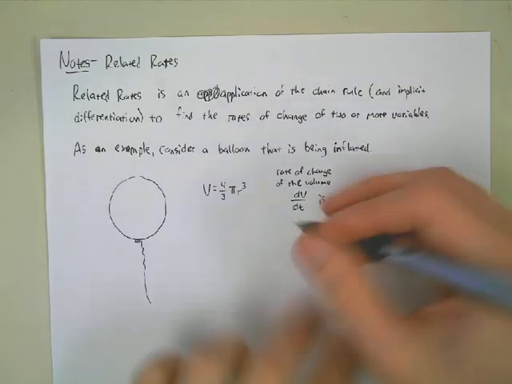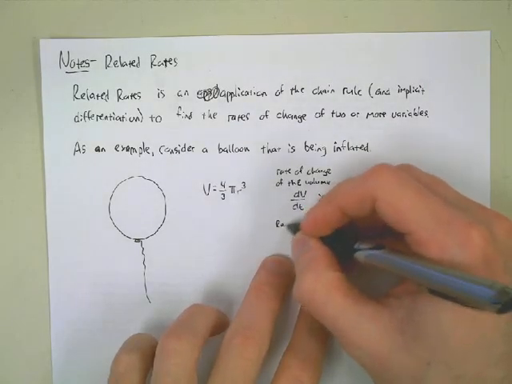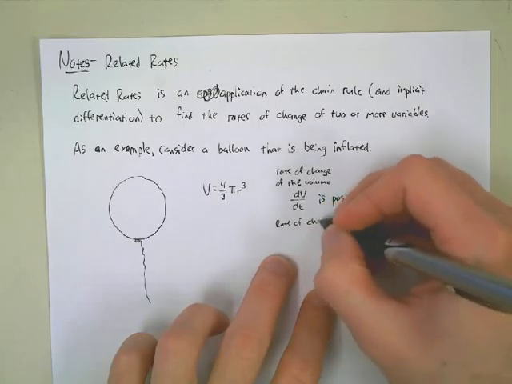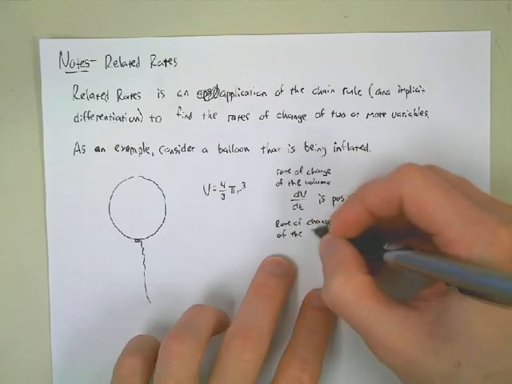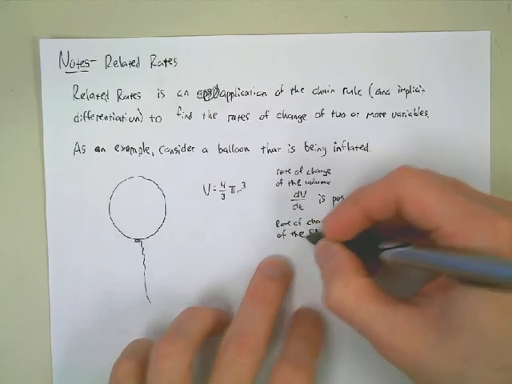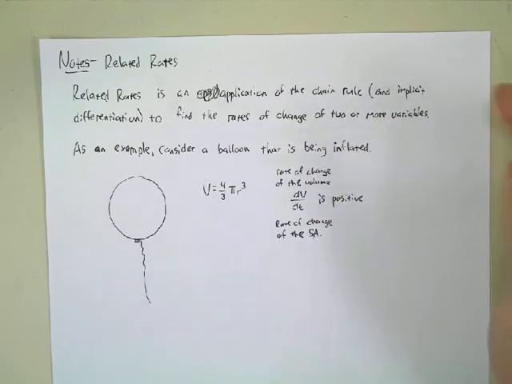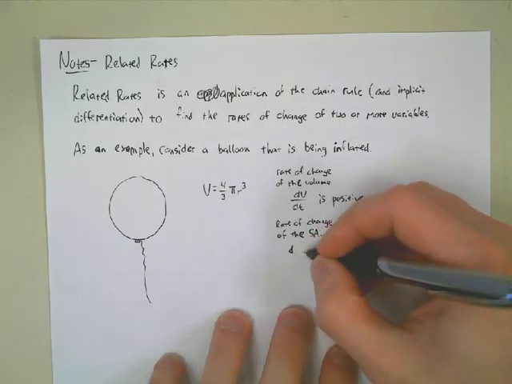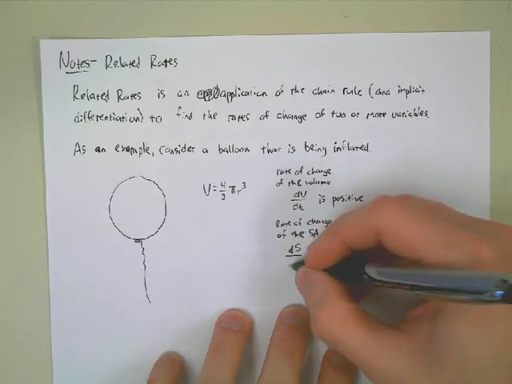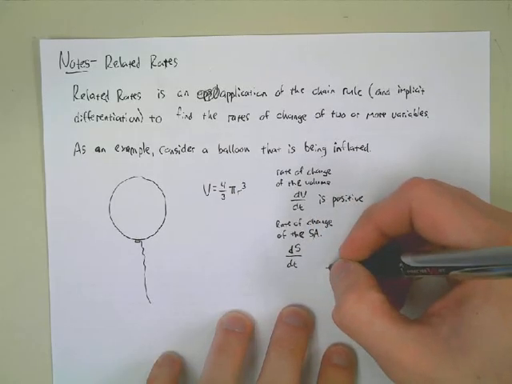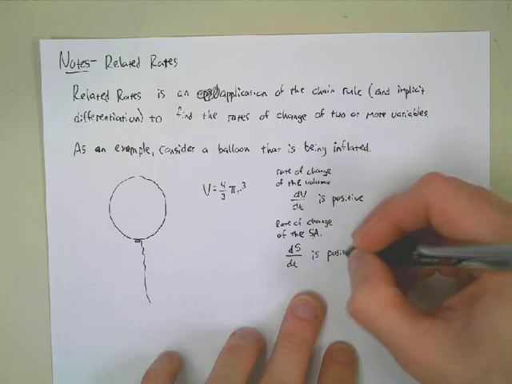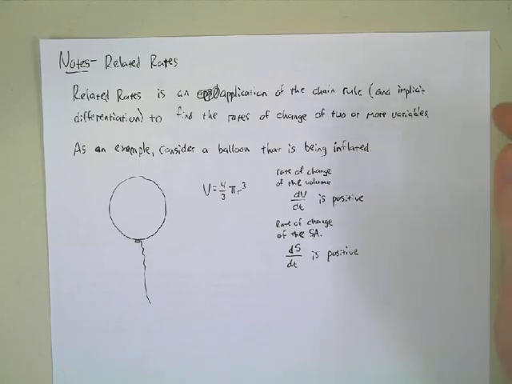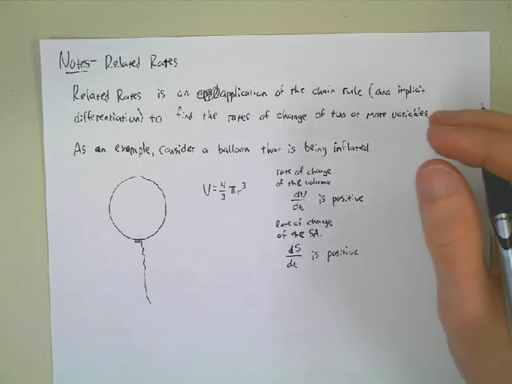What about the rate of change of the surface area? I'm just going to abbreviate that as SA. It's going to be increasing as well, so we could say the rate of change of the surface area with respect to time, dS/dt, is also going to be positive because the surface area should be increasing, unless your balloon pops and the surface area goes away.